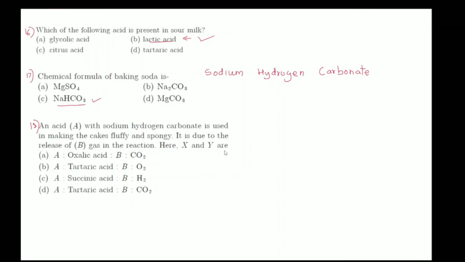Here X and Y, or A and B, are: is it oxalic acid and carbon dioxide, tartaric acid and oxygen, succinic acid and hydrogen, or tartaric acid and carbon dioxide?